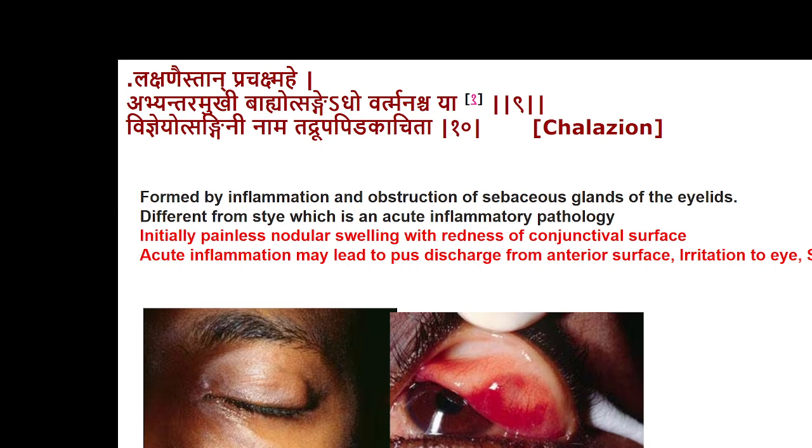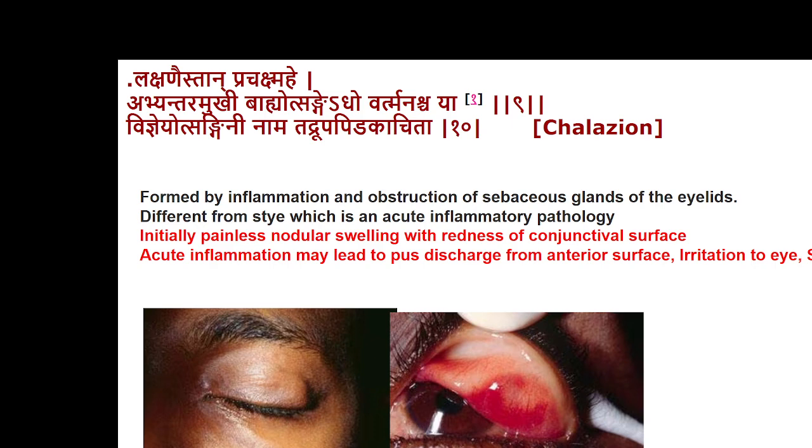Utsangini is a localized swelling in the eyelid which may have an opening towards the interior, that's the posterior surface, or towards the anterior surface, either bahya or abhyantaramukhi. Such is considered as a Utsangini.